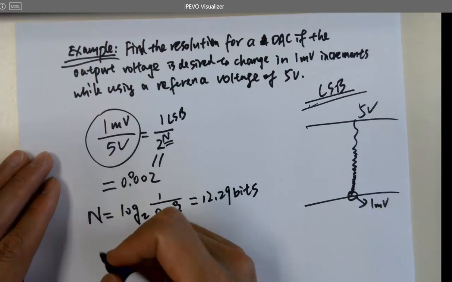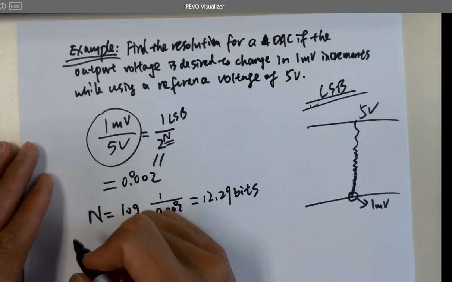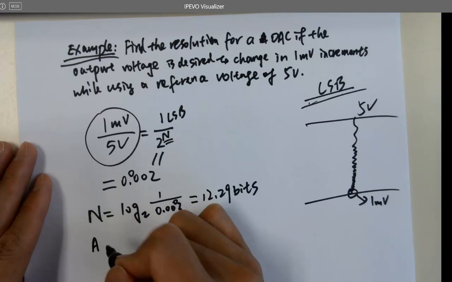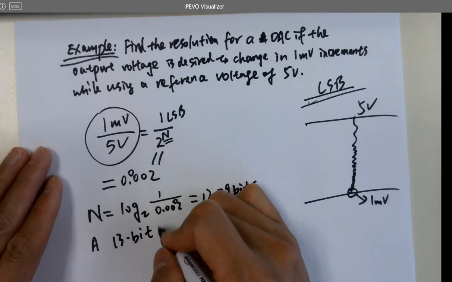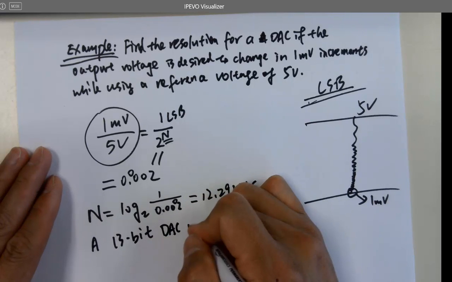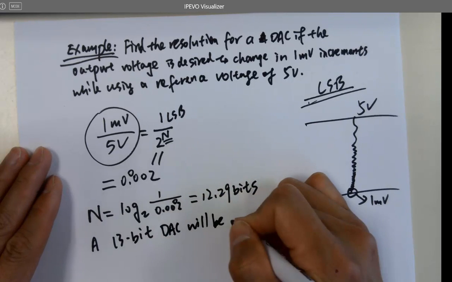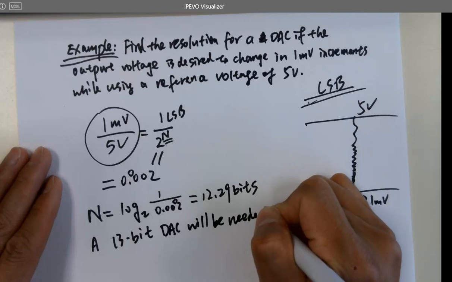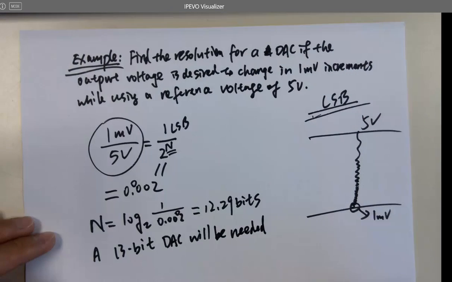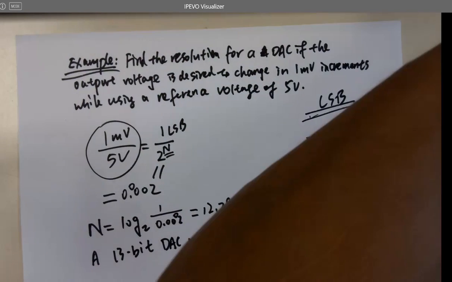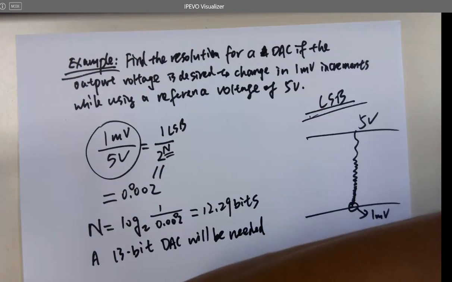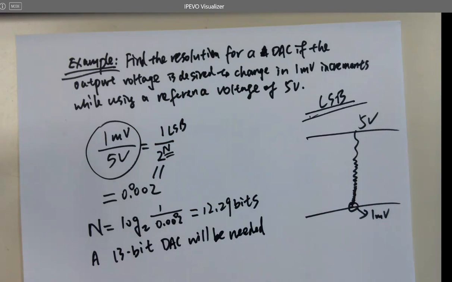So a 13-bit DAC will be needed. That's the first example. Any questions on this?